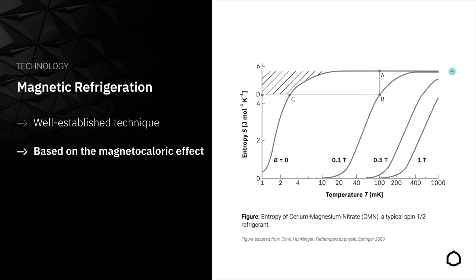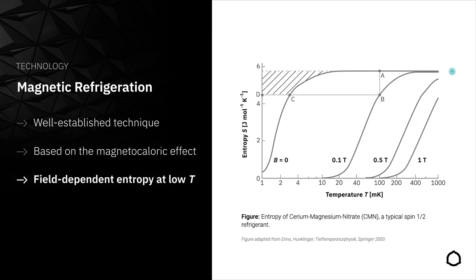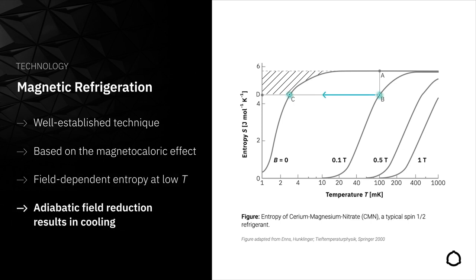At high temperatures, the spins are randomly oriented and their entropy is constant. In contrast, at low temperatures, the entropy of a spin system is a function of the magnetic field and the temperature T. In this regime, reducing the magnetic field from point B to point C under adiabatic conditions, this is while keeping the entropy constant, will result in a decrease in temperature. For this reason, magnetic cooling is also referred to as adiabatic demagnetization refrigeration, or ADR for short.